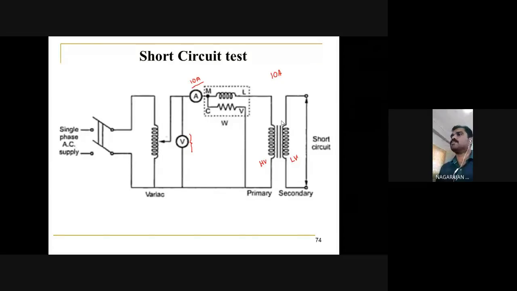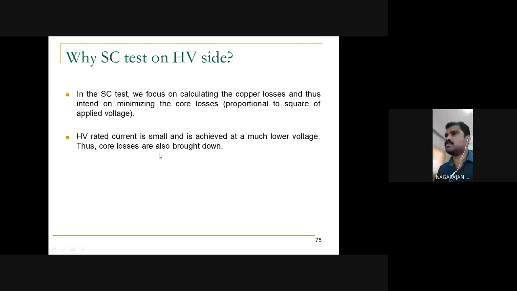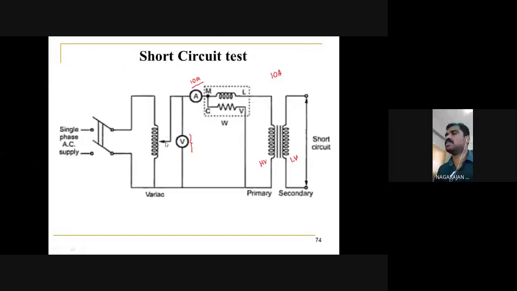So I'll tell you the procedure of how to perform this. Same as the open circuit test, we have a single phase AC source. We have an auto transformer of rating based on the size of the transformer to be tested. A small increase in the input voltage will cause a huge increase in the current magnitude. So we are adjusting the auto transformer value up to the rated primary current value.